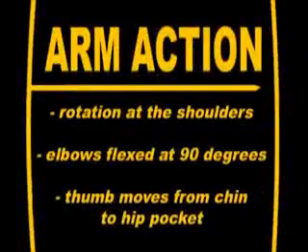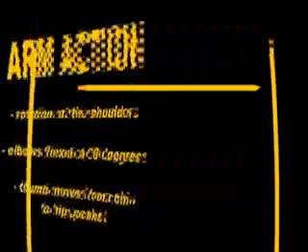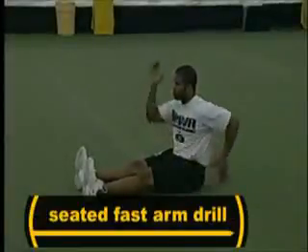Arm action. Arm action to us means rotation at the shoulders. Elbows are flexed at 90 degrees. We're looking for the athlete's thumb to move from his chin to his hip pocket. This is called the seated fast arm drill. It will help teach our athletes proper arm action.